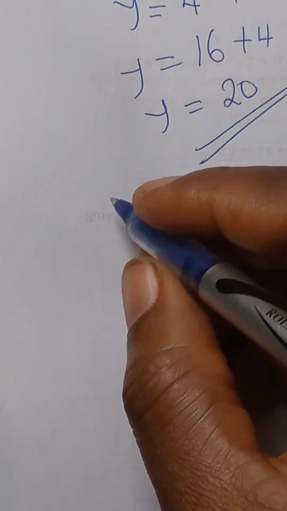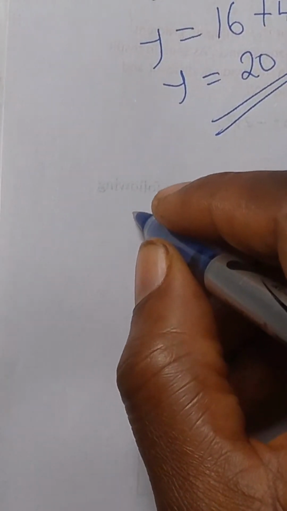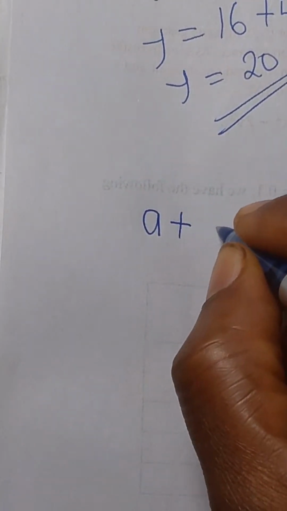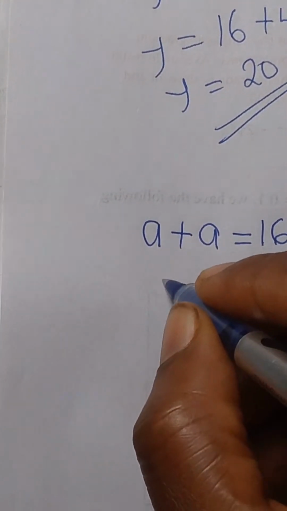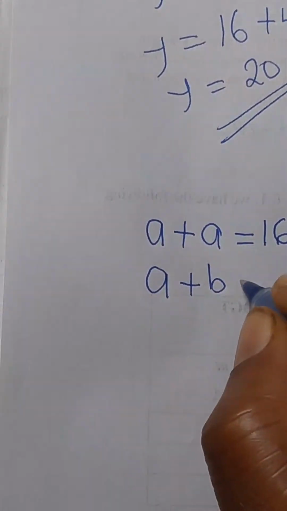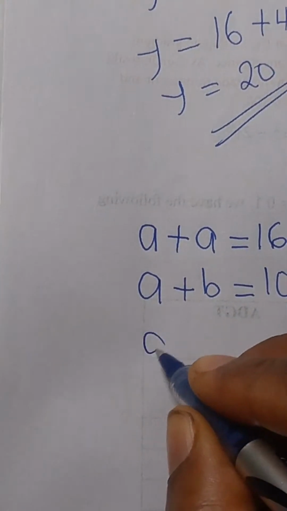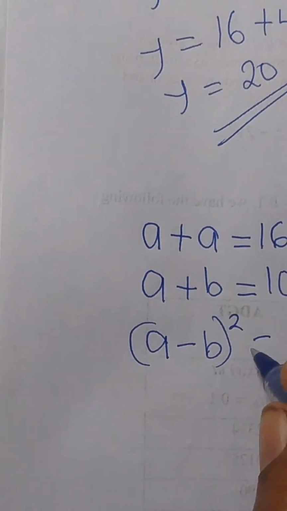Now to mostly, you solved it correctly. And Tayab, you solved it correctly. Okay, that is it. Now we solve the next question. The next question says we are given a plus a to be equal to 16, and we are told that a plus b is equal to 10. (a minus b) all squared is equal to what?